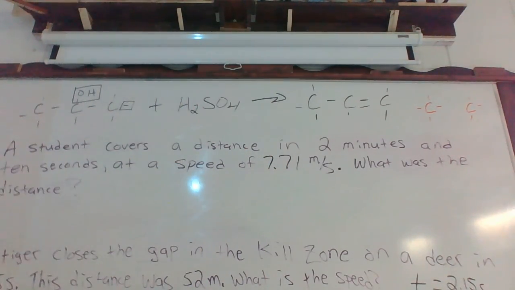Okay? Then, what other bit of information does it say? This distance was 52 meters. Okay? So M is labeled in meters, so that is what variable? Distance. Right. Okay?